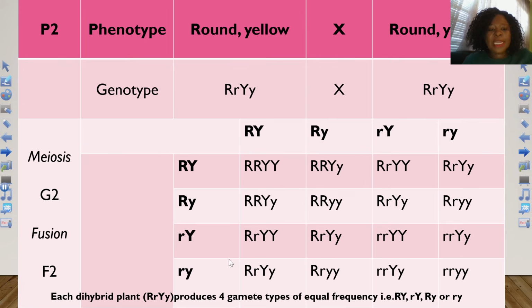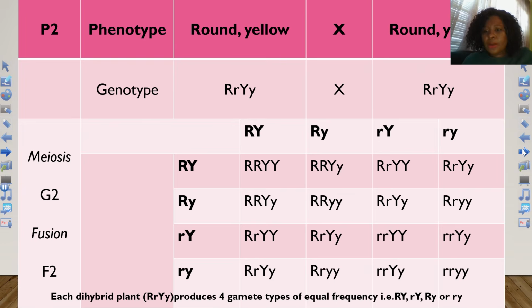So what we can notice here is that each dihybrid plant, when we are saying dihybrid plant, it means that the plant is heterozygous for both of these characteristics that are being investigated. So each dihybrid plant, for example, capital R, small r, capital Y, small y, produces 4 gamete types of equal frequency. So you've got one of each of these different gametes here. So they are produced equally.